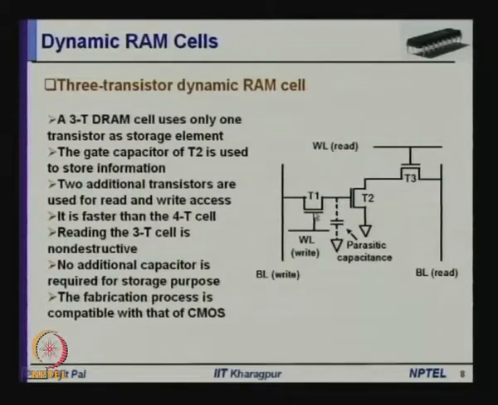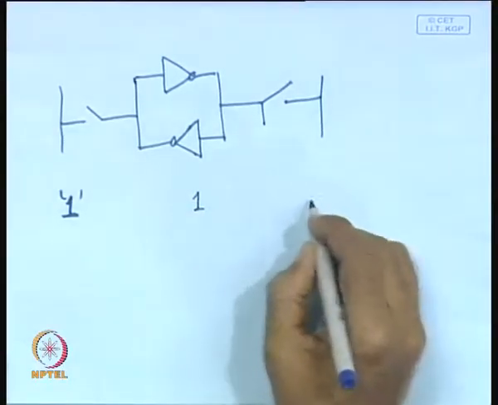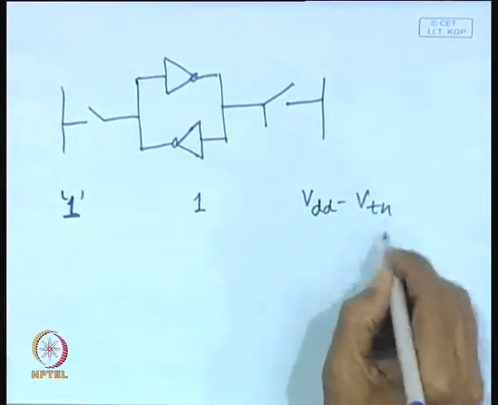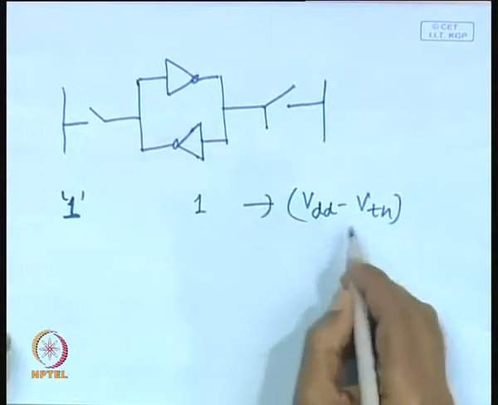Whenever you have to write, this word line is selected, it is activated, these transistors turn on, and depending on the value on the bit line, this capacitor will be charged. That means, if 1 is present here, this will be charged to VDD minus VT, as you know there will be a difference of VT, as it is charging through an NMOS transistor. So, whenever you are writing 1, this capacitor will charge to VDD minus VTN, where VTN is the threshold voltage of the NMOS transistor.